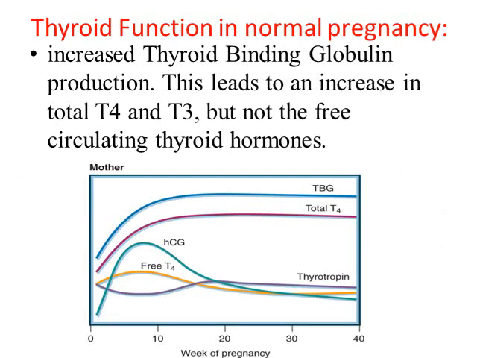So, as we said, there is an increase in the thyroid binding globulin, and this leads to an increase in total T4 and T3. As you see in this graph, there will be an increment in the red line, which indicates the T4, and the thyroid binding globulin, which is the blue line. And as we said, the hCG will have a similar effect to the TSH, and therefore it will lead to elevation of the T4 by the stimulatory effect on the thyroid.